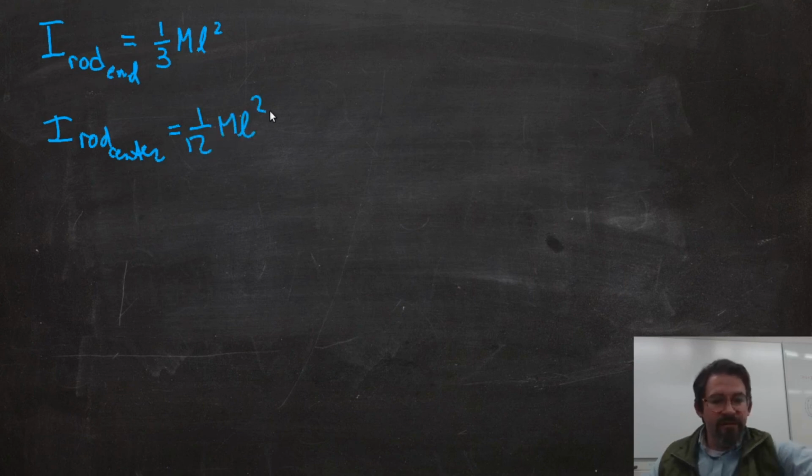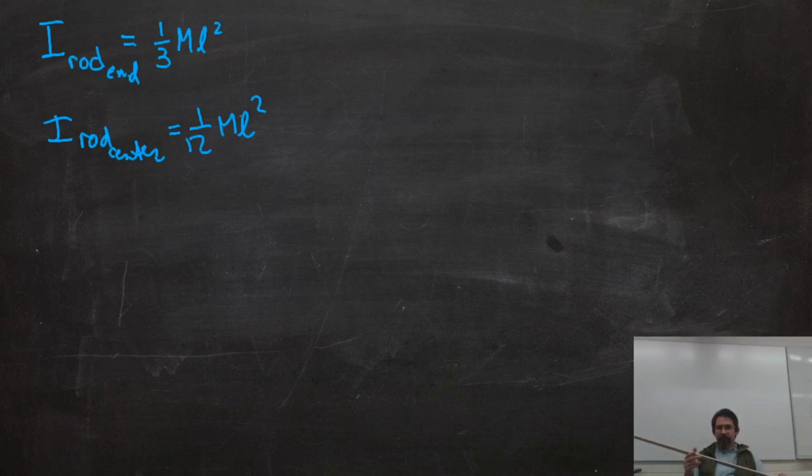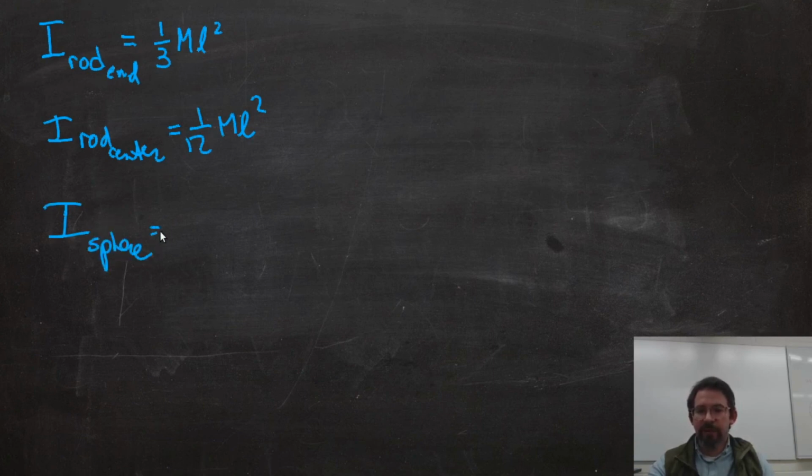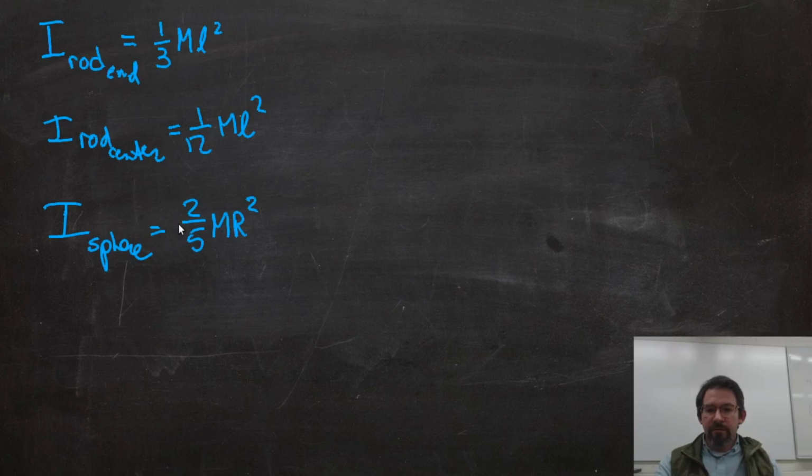You can try this out if you have something like a rod. If I rotate this rod around its end, it's a lot more difficult than rotating it around its center. For a sphere, rotating around its center, the moment of inertia is 2/5 mr squared. So notice the units of this thing are always going to be kilograms times meters squared. This quantity I also comes up anywhere that we would use mass, in kinematics or in dynamics.